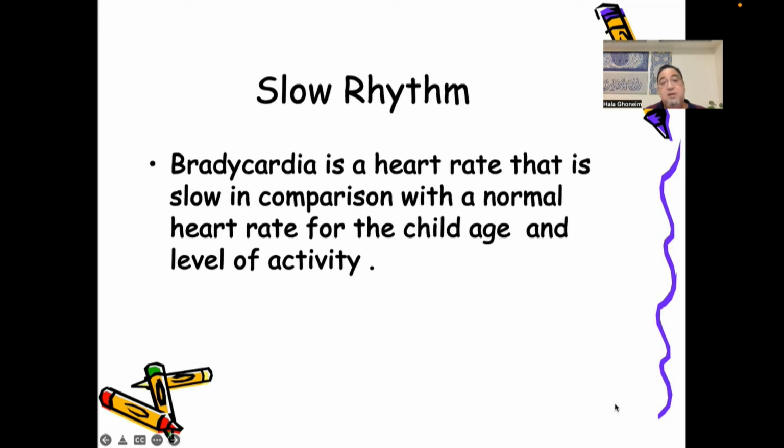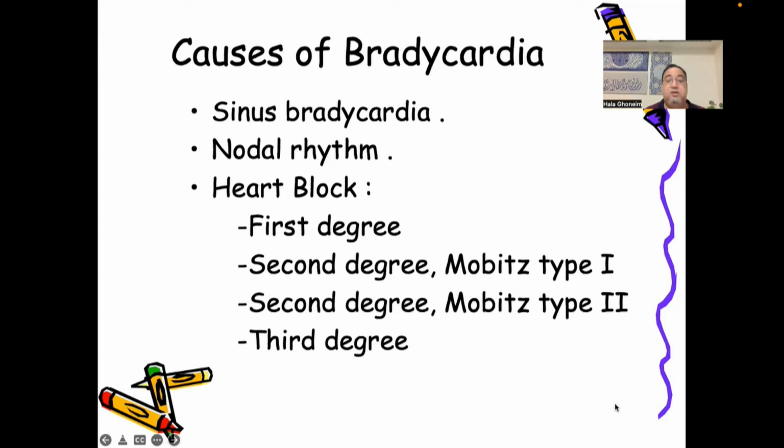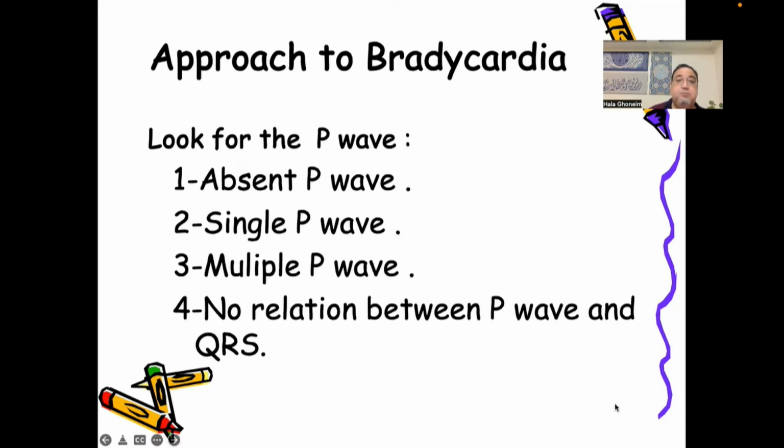than a normal heart rate for the child's age and level of activity. So if the child is a newborn, the heart rate is almost 140 to 180. But if the child is 10 years old, the heart rate should possibly be at most 100. So if you have a child with bradycardia, like a heart rate below 60, or below 90 in the neonatal age, it can be sinus bradycardia, nodal rhythm, or heart block, 3 grades.